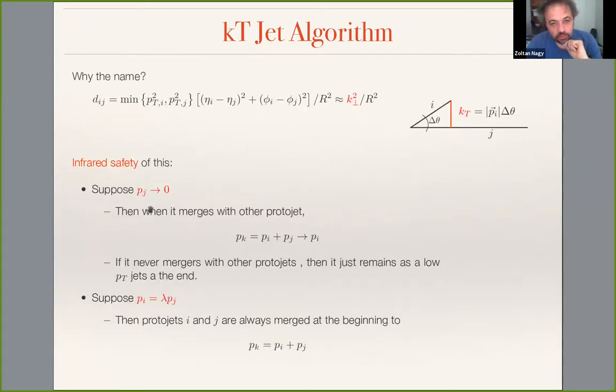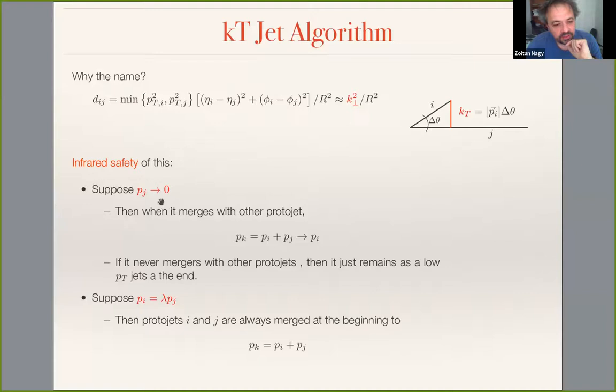Okay, so why the name? Why is it the KT algorithm? Because if you look at this measure, it basically gives you the KT, the relative transverse momentum between I and J, or the hardest and the smallest parton. And so you can ask, is it infrared safe?